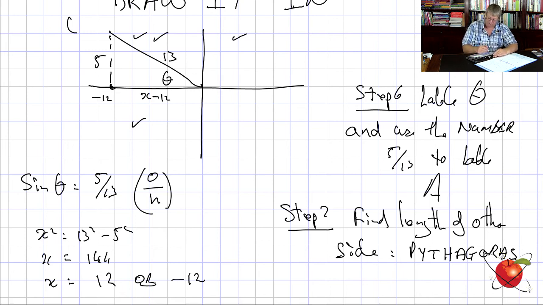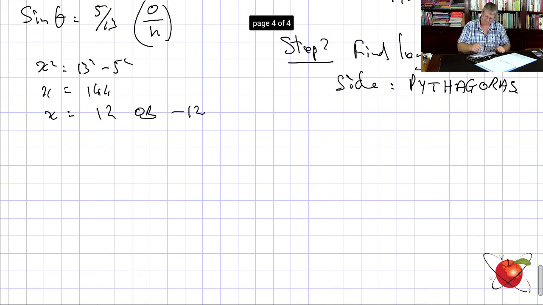What is the coordinate of this? It has an x of minus 12 and a y of 5. There's my y, and there's my x. Just very straightforward, really not difficult. So I chose the minus 12. This is where you have to use your nous. It's minus 12 because it's in that quadrant.